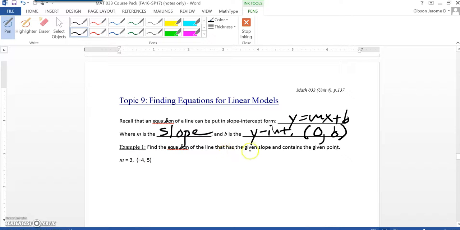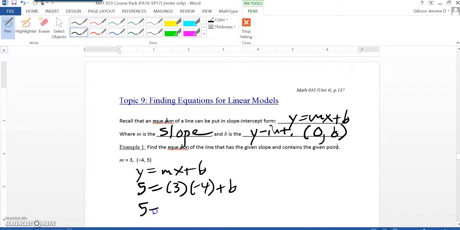Example 1. Find the equation of a line that has the given slope and contains the given point. Okay, so what we want to do is to write this in the form of y equals mx plus b. We're given a slope and one point, so we substitute in the values that we have. Our y value is 5, our slope is 3, our x is negative 4, and we don't know what our y-intercept is, which is b. So 5 will equal negative 12 plus b.